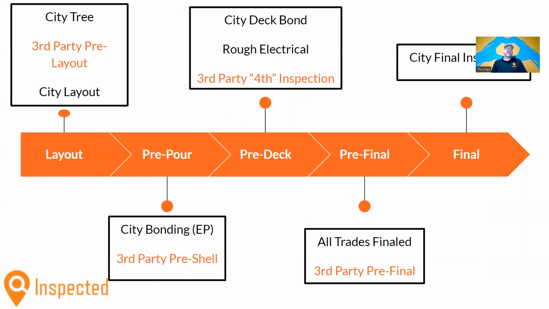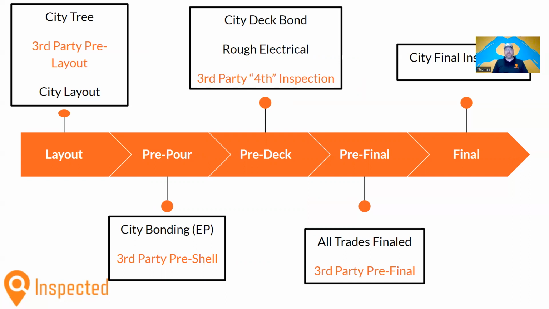So the items that we inspect are the third-party pre-layout, or the stuff in orange. So you start your project after your permit is issued, you do a city tree pre-construction meeting. And at that meeting, they'll make sure that any tree that is impacted by the construction of your project is mitigated, along with the damage that may be done to them. Then we do our third-party pre-layout. You don't need to be on site to do that inspection. We just review your documents and make sure you have a plan for a code-compliant pool.